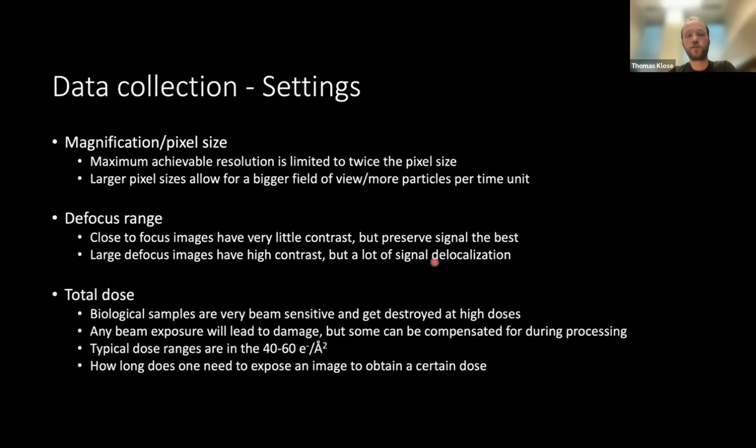But there is what is called signal delocalization, and I think Wen mentioned that as well. That will not help you get the highest resolution structure possible. So one has to strike the balance between actually being able to see your particles and preserving as much signal as possible, and not getting so close to focus that the particles disappear. Practically speaking, this range is usually between 0.5 micron to about 2 microns defocus.